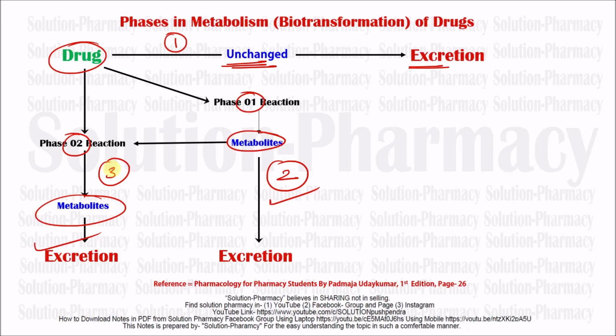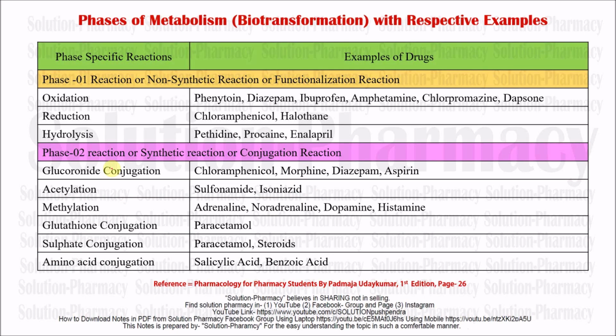Now let's move to the next slide where we have to study the phase specific reactions and their respective examples. This is one of the most important tables from a competition point of view. So here I am going to explain phase 1. Phase 1 reaction is also known as a non-synthetic reaction. You should remember the other name because these names are asked in examinations too. Non-synthetic reaction or functionalization reaction. There are subtypes of phase 1: oxidation, reduction and hydrolysis.